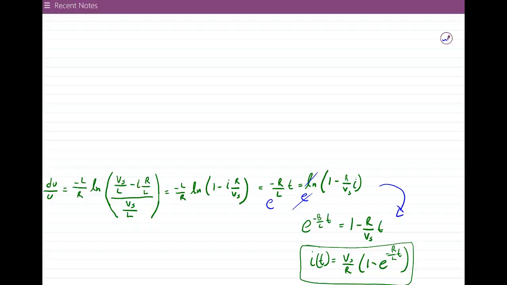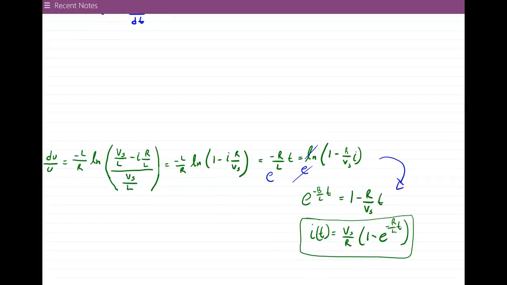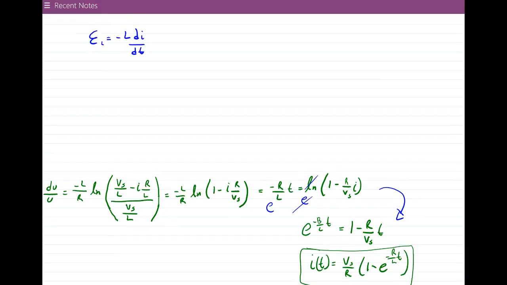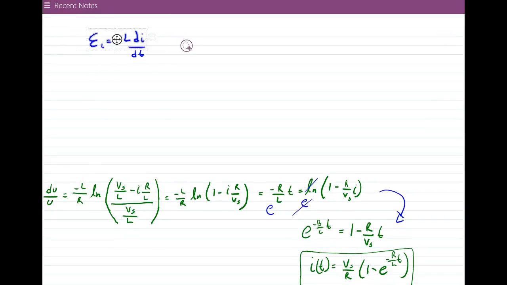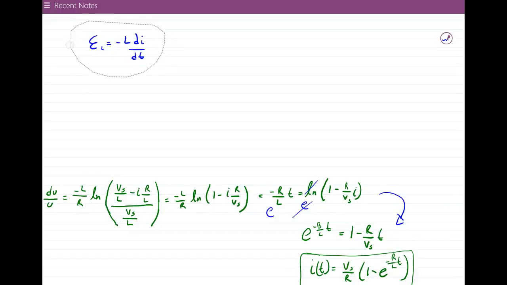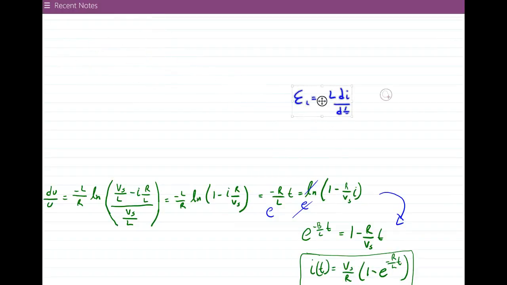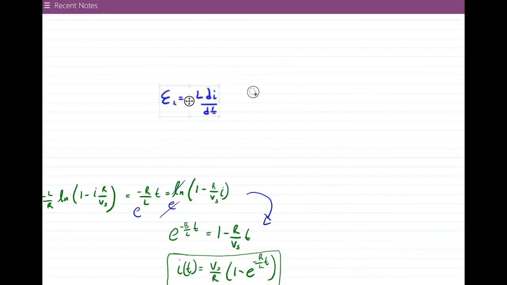So, voltage across the inductor. If you take the derivative of this, first term's gone, second term, negative becomes positive, so R over L times Vs over R is Vs over L, times L is just Vs. So there's the voltage across the inductor, negative Vs. So it counteracts the battery. Okay? Which makes sense.